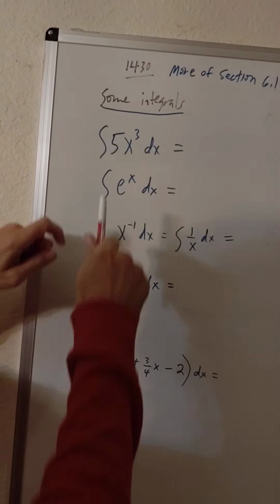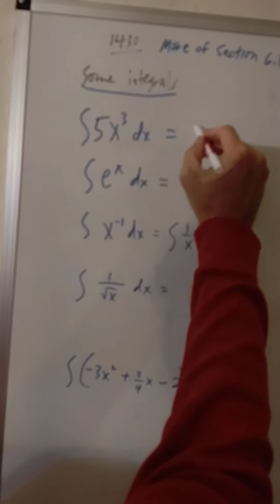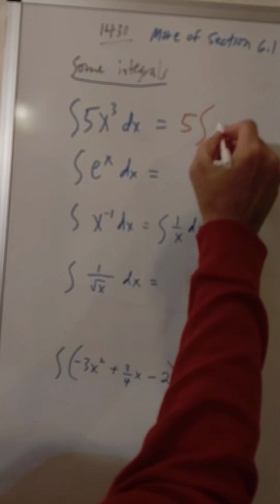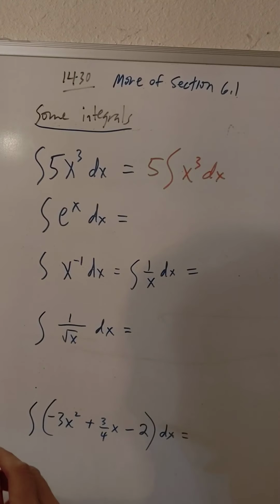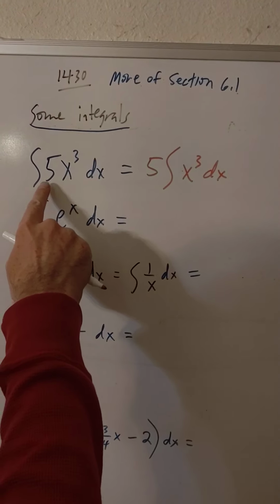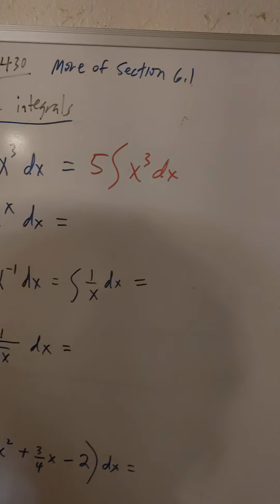Okay, so by property of integrals, you're allowed to pull a constant factor outside the integral. So this is the same thing by property of integrals, 5 times the integral of x cubed dx. You can only pull out constant factors. Do not pull out x's, only constant factors.